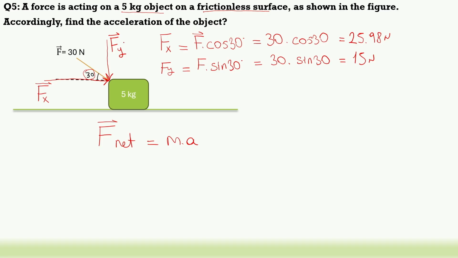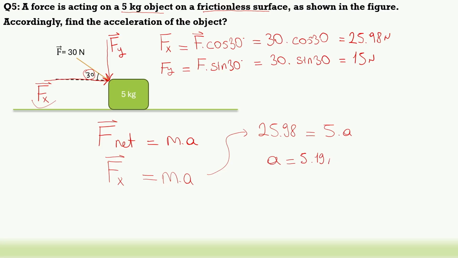Fy is cancelled by the ground. But the x component of the force causes the acceleration. We calculate the acceleration by using Fx. So F net, which is Fx, equals m times acceleration. Continue here: Fx, 25.98, equals m, which is 5 kilogram, times acceleration. From here the acceleration is 5.19 meters per second squared. We found the acceleration. Now let's pass to question number 6.